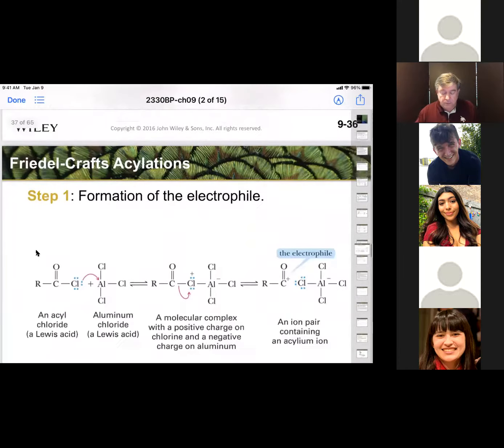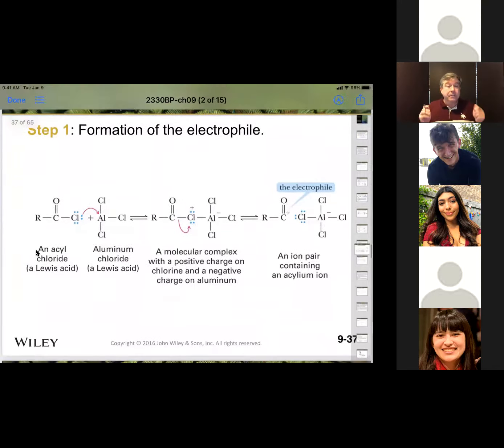Okay. So again, the mechanism is quite simple. We do exactly the same steps here. In this case, we're using aluminum as our Lewis acid, our chlorine is then transferred to create our intermediate ion pair, where we have our aluminum tetrachloride and our acylium ion, which is a positively charged carbonyl. Okay. So notice that's the same steps as we used before. And notice they're all reversible.